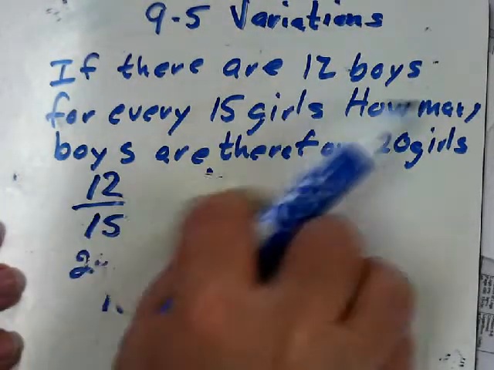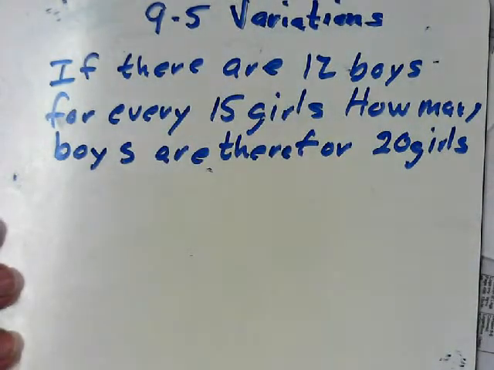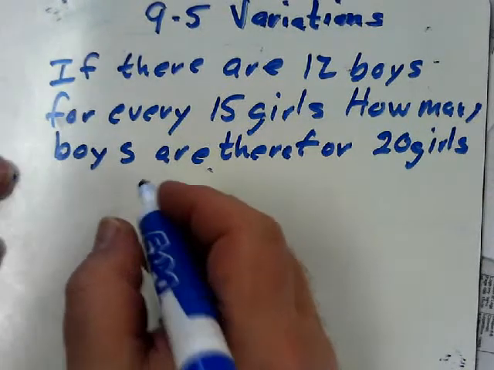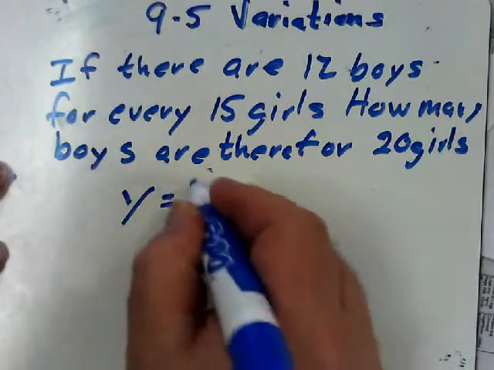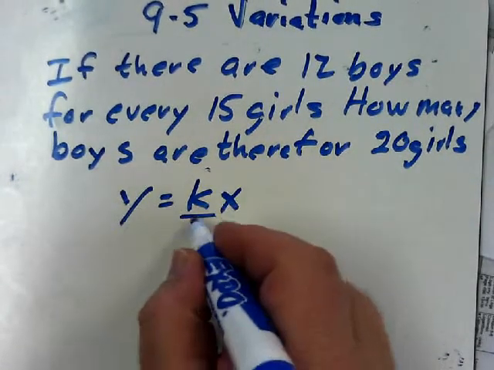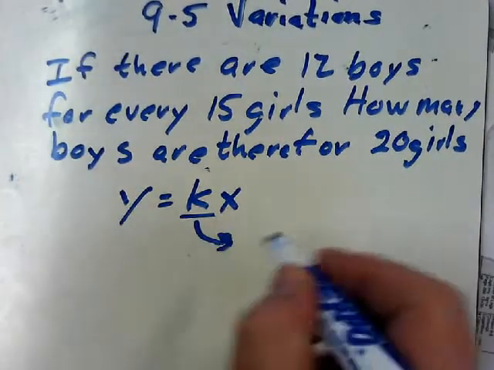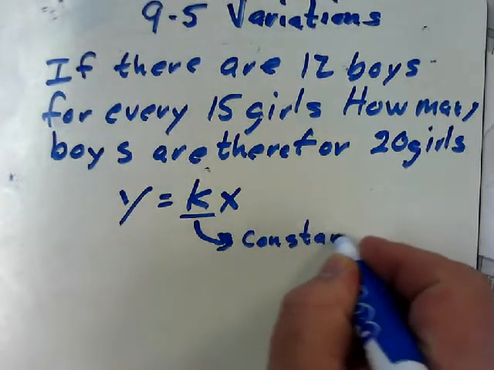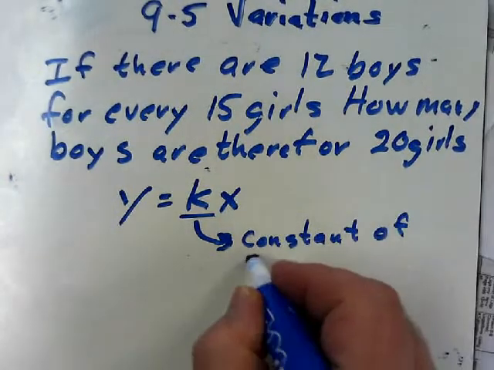But we also have a formula that goes along with that. It looks like this. Y equals kx. This little k is called the constant of variation.